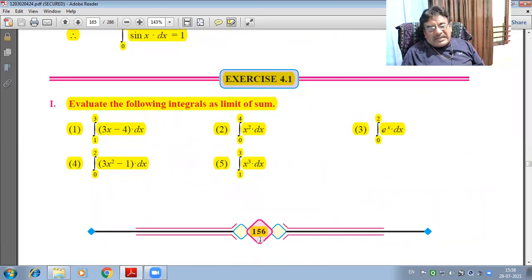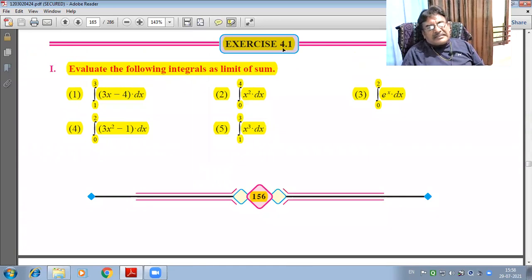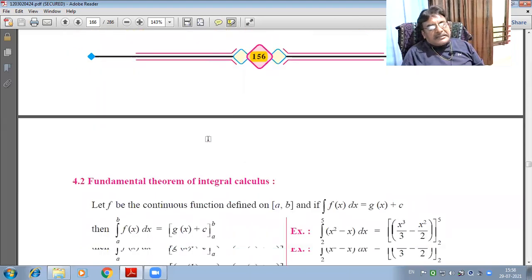On page number 156 in the board book, exercise 4.1, evaluate the following integrals as a limit of sum. Problem numbers 1, 2, 3, 4, 5, all these 5 problems are deleted.